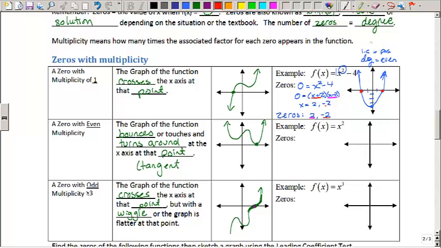Let's take a look at the second example. f of x equals x squared. Again, we already know what that looks like using our transformation and parent functions. My zeros, if I want to find them, I need to set f of x equal to 0. I could take the square root of both sides, and I get 0 equals x. So my zero is 0.